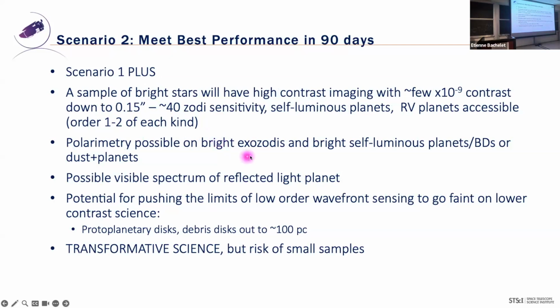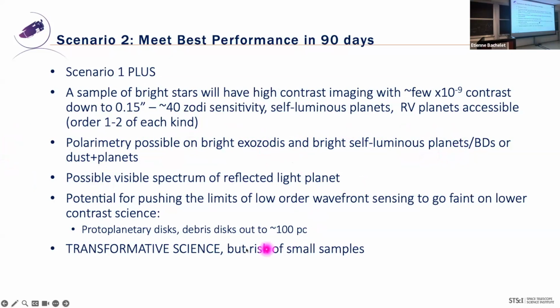And again, polarimetry is now possible, not just on bright debris disks, you could also do it on bright exozodies. And perhaps you could at least do the experiment to see if self-luminous planets or brown dwarfs have any kind of polarization. And I should point out, if a planet has dust around it, it'll actually have a polarization signature as well, which would be extremely interesting.